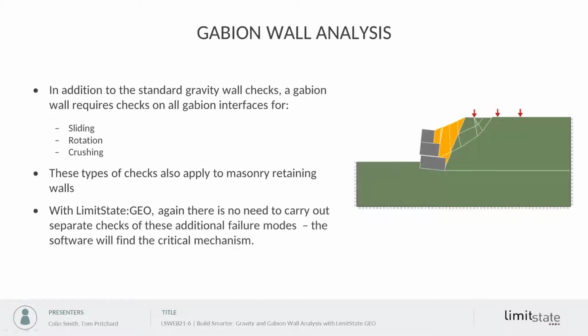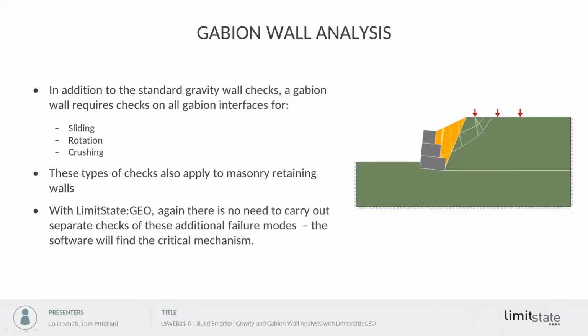We come to Gabion wall analysis. Of course, we have to do the same standard gravity wall checks, but we also need to check for stability in all the interfaces between the Gabions. So that adds complexity for hand calculations. And again, we'll be concerned about sliding, rotation, and possibly crushing of the Gabions, particularly at the corners of the Gabions. And of course, these types of checks also would apply to masonry retaining walls.